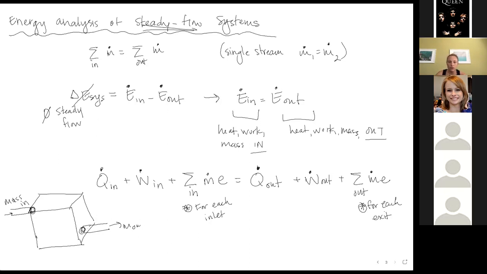I should keep the same nomenclature. Mass out. And within this box, this is what I'm defining as my control volume. This box itself. So I'm not defining the pipes. I'm not defining anywhere in the inlets or exits. I'm defining the box itself, where the mixing, where the heat exchange, where the reactions are happening. This is what I'm defining as my control volume. So we call this CV.